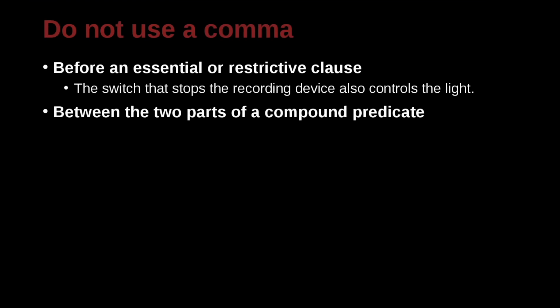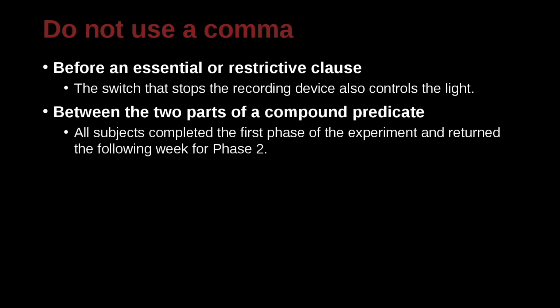Between two parts of a compound predicate, do not use a comma. So let's look at an example. All subjects completed the first phase of the experiment and returned the following week for phase 2. It looks like you might be able to separate this sentence right in here, yes? This has two parts of the sentence. All subjects completed the first phase of the experiment. That is a complete sentence. That has a subject and a verb.